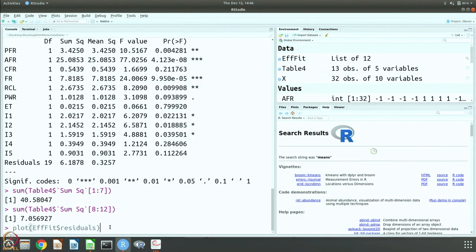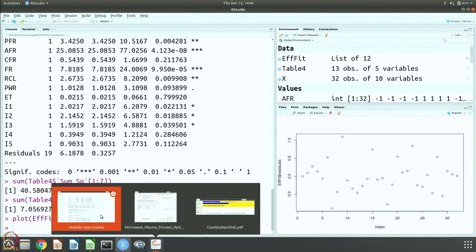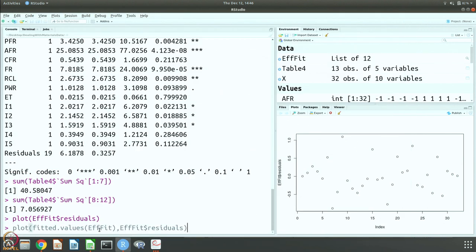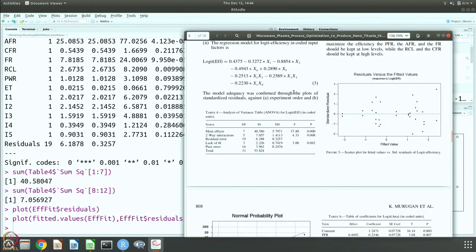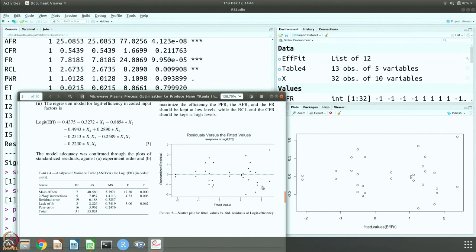So, this is for plotting the residual, so you get the plot. The other one is for plotting the fitted values versus residuals, that is also a scatter plot. So, let us do that, and this is the plot, and you can compare it with the plot from the paper. So, this is the plot from the paper. So, you can see that we get the same plot, and you can of course draw a line at 0 to separate this data and look at how it looks.